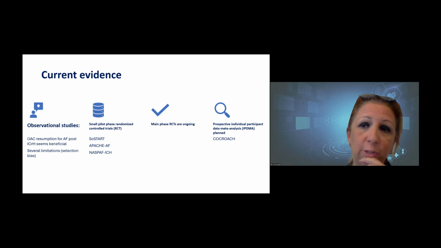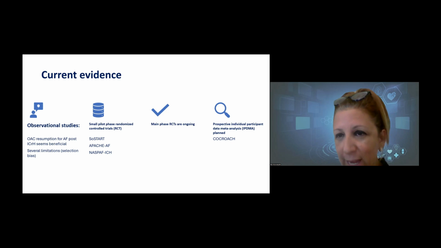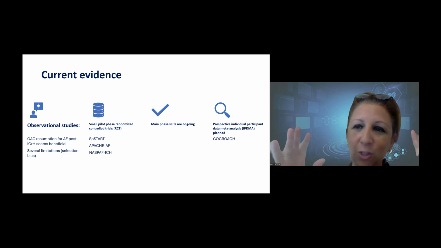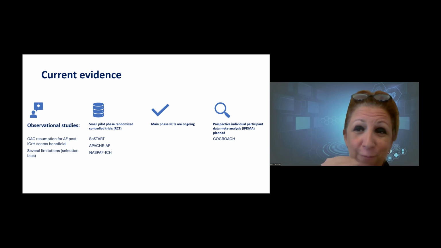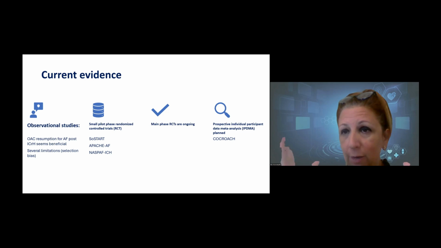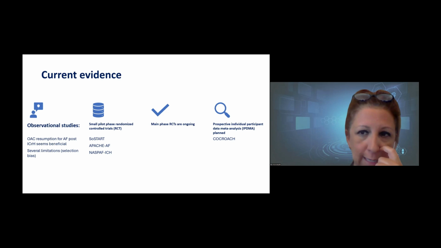The main phase 3 randomized controlled trials are still ongoing. And finally, we have the opportunity to obtain results from an individual patient data meta-analysis under a collaboration across all research groups in the field. The name is COCROACH. That may inform ongoing randomized controlled trials, but also there is an agreement that all data from all randomized controlled trials will be meta-analyzed in an individual patient data meta-analysis.